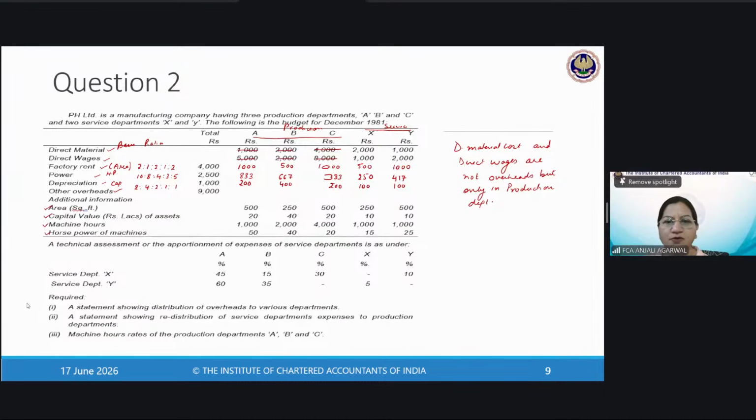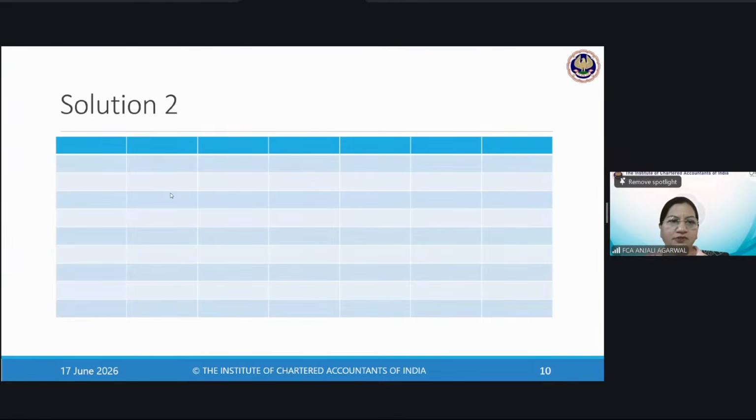Should we show the working below? We can directly allocate in the column. You can create a table. What is the cost? So you have, let's say, factory rent. This is how you will show. Then you will show the basis. You will calculate the ratio, and your departments A, B, C, X, and Y.